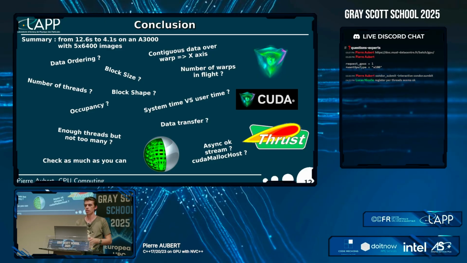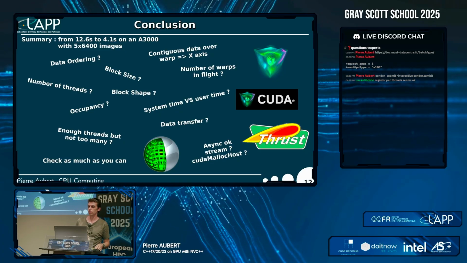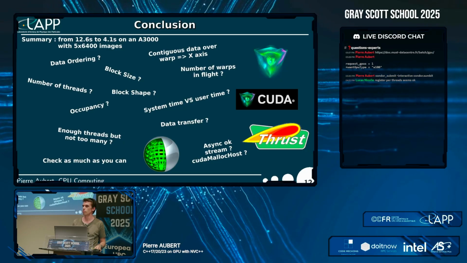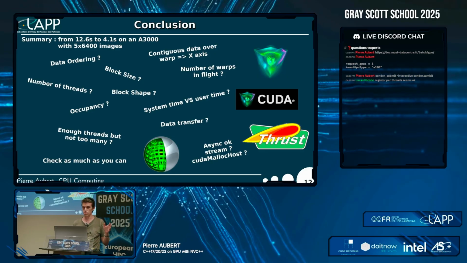So data ordering, the block size, do I have contiguous data over my x-axis? How many warps can you have in flight at the same time in your streaming processor? The number of threads you want to start.